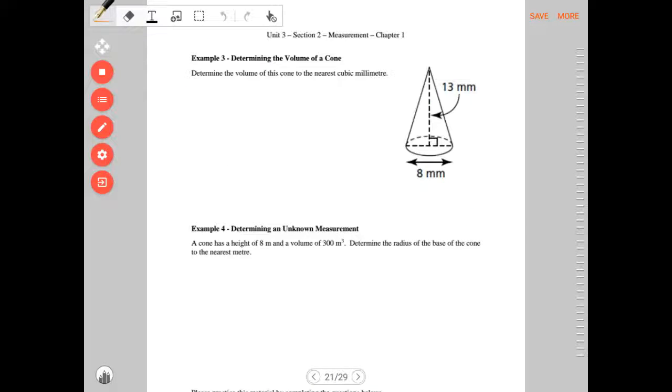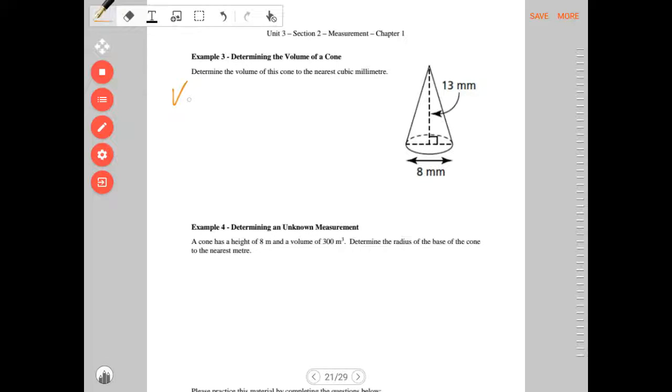Okay, example 3. Determine the volume of this cone to the nearest cubic millimeter. The volume of a cone is 1/3 pi r squared h. Now, the only trick here is you have to pay attention. This 8 millimeters, that's a diameter. So the radius is only 4 millimeters, and you have to use that one in the formula.